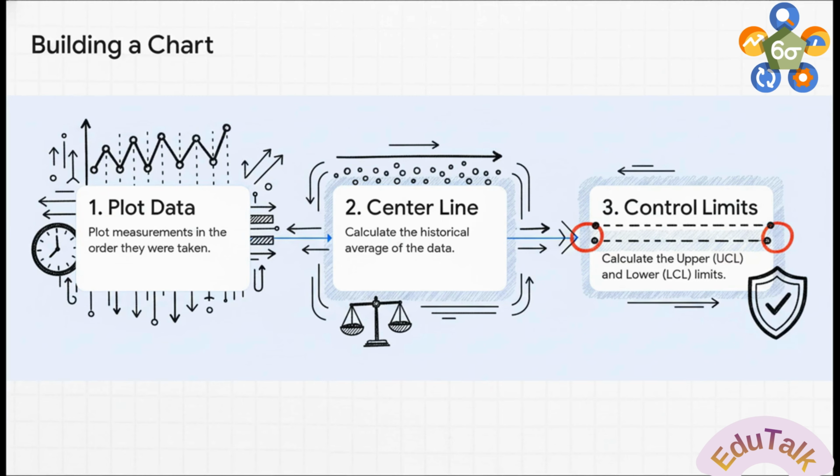Second, you calculate the average of all that data, and that becomes your center line right down the middle. And third, and this is where the magic happens, you use some simple statistics to calculate an upper control limit, or UCL, and a lower control limit, or LCL.